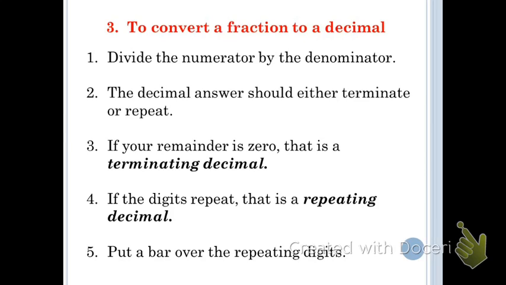To convert a fraction to a decimal, 1. Divide the numerator by the denominator. The decimal answer should either terminate or repeat. If your remainder is 0, that is a terminating decimal. If the digits repeat, that is a repeating decimal. Put a bar over the repeating digits.